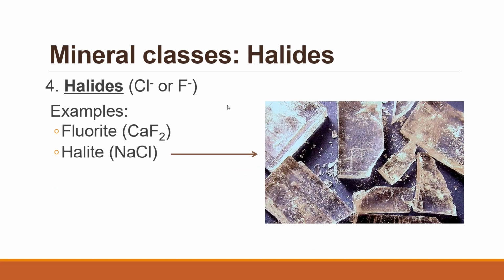Halides. So this is where we have either the chloride or fluoride anion. So fluorite would be an example where it's calcium and fluoride. Halite is sodium and chloride. These tend to bond pretty strongly. They bond with ionic bonds.